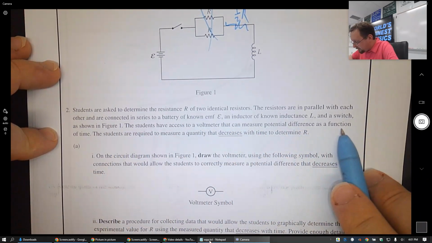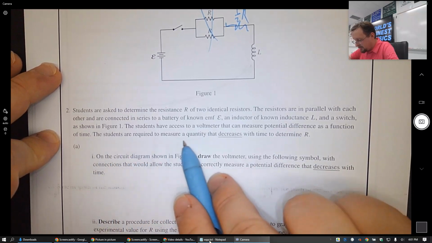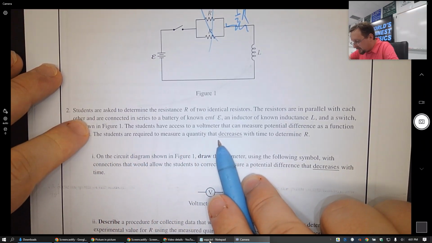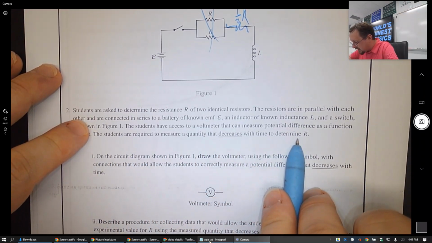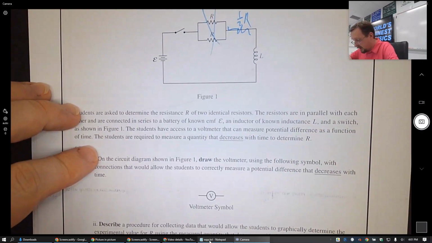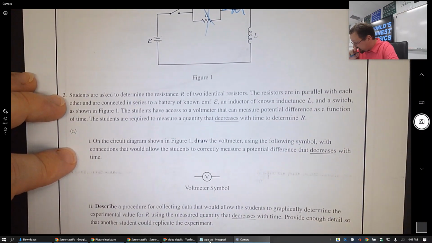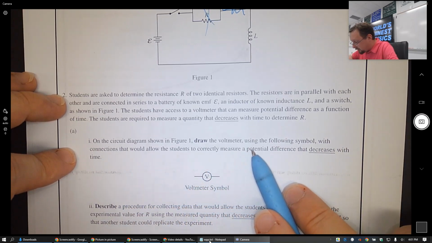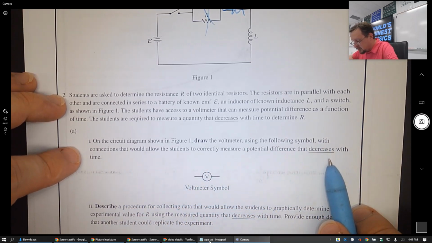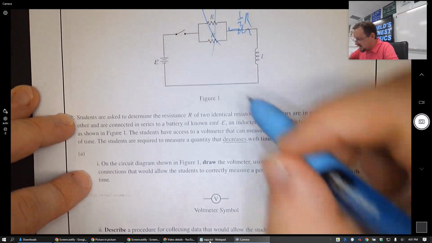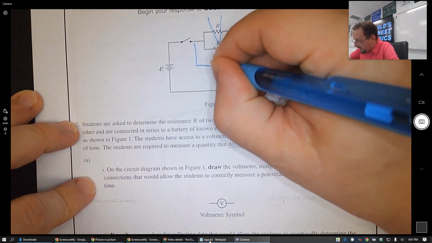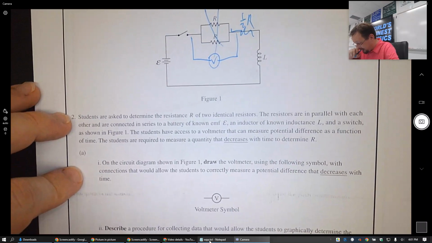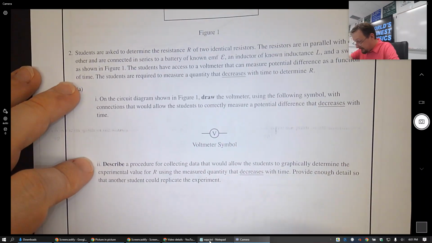Students have access to the voltmeter, potential difference as a function of time. The students are required to measure a quantity that decreases with time. Okay, so the voltage on the resistors. To determine R, on the circuit diagram shown in Figure 1, draw the voltmeter using the following symbol. The potential is what decreases.